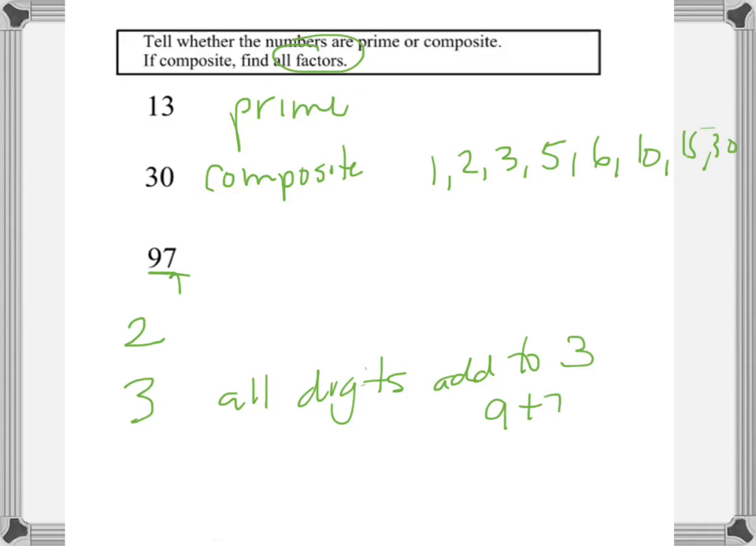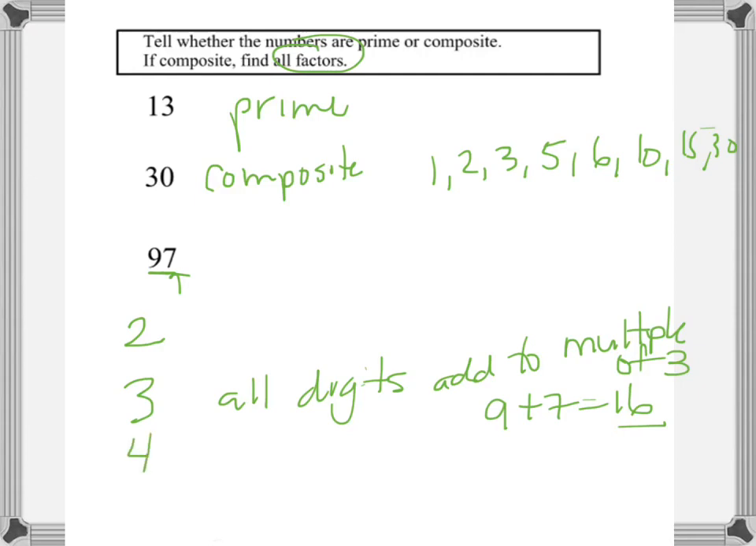So 9 plus 7 is 16. Oh, sorry, if all digits add up to a number divisible by 3, to a multiple of 3, we'll say. Okay, 16 is not a multiple of 3, so 97 is not divisible by 3.